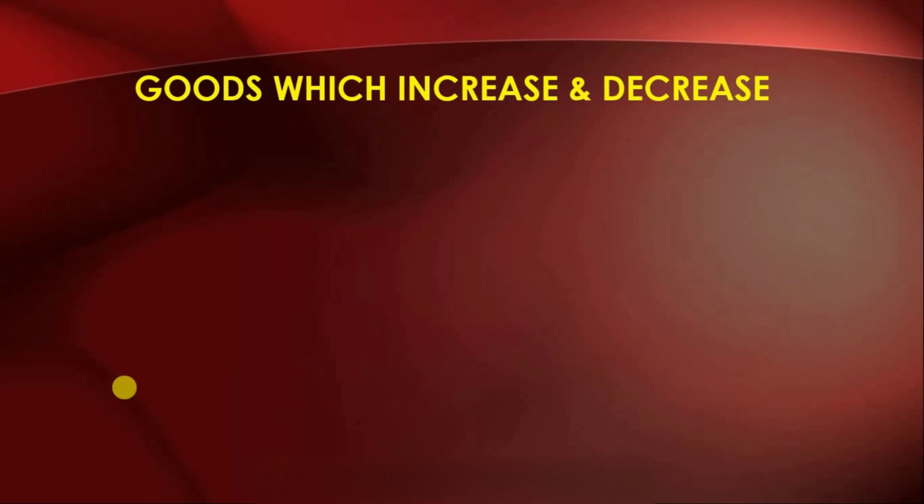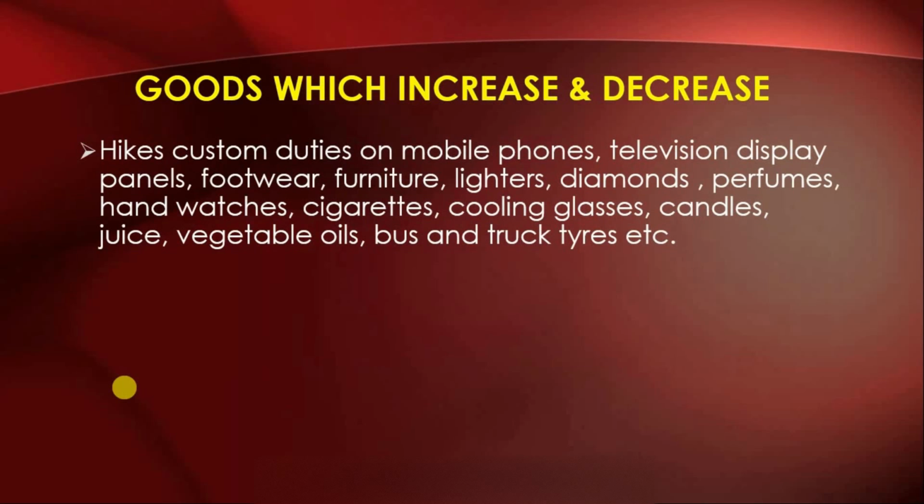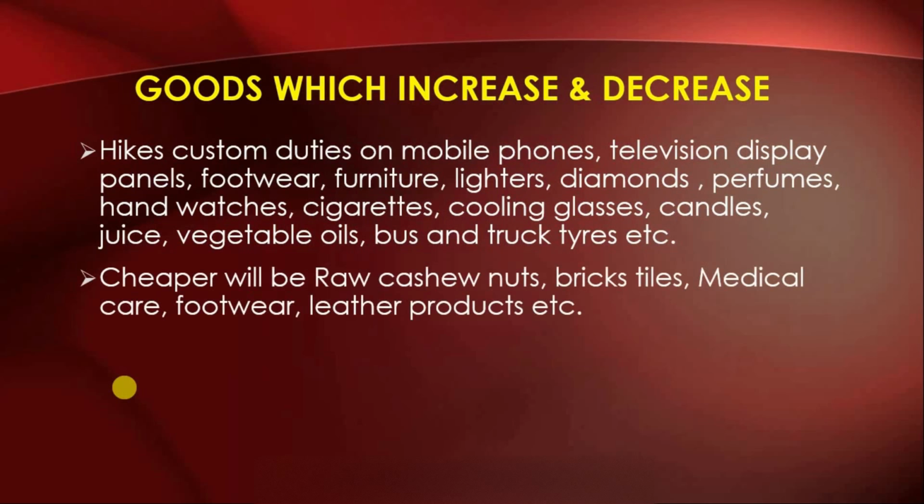Now we move to the interesting aspect of which goods will increase and which goods will decrease. The government hikes custom duties on mobile phones, television display panels, footwear, furniture, diamonds, etc. You can see all the stuff which is going to increase in this row. Next, the cheaper will be raw cashew nuts, brick tiles, medical care, footwear and leather products.